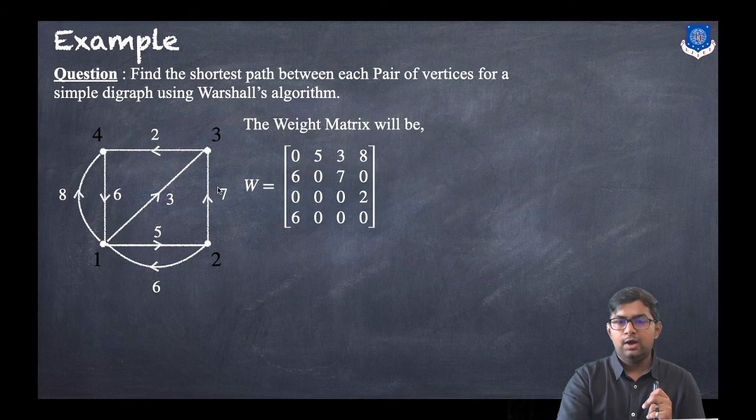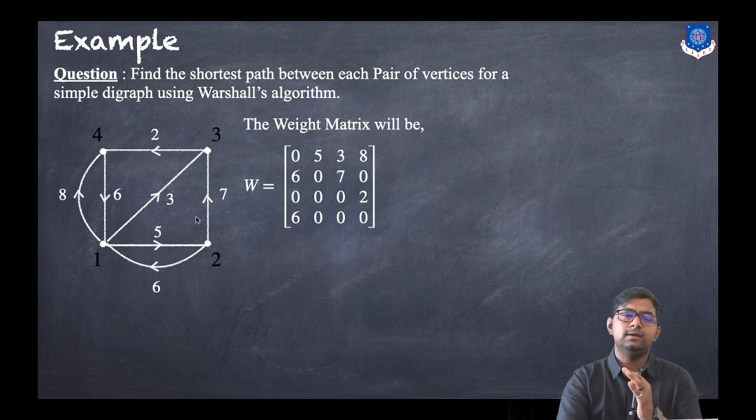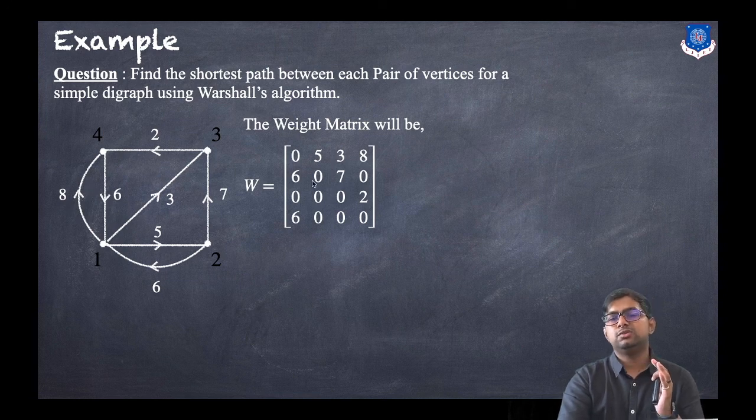Fine. Now this is the first row. Now 1 and 2. There is a weight 5, so we will write 5. Then 1 and 3. There is a weight 3, so we will write 3 here. And then 1 and 4. This path is there, so that means 8.